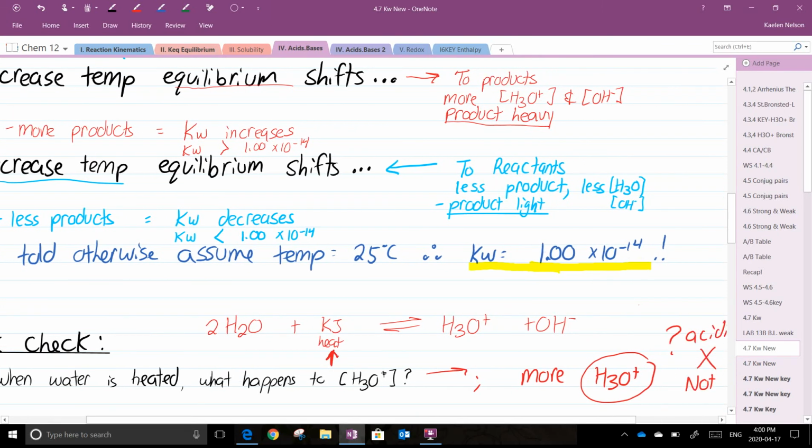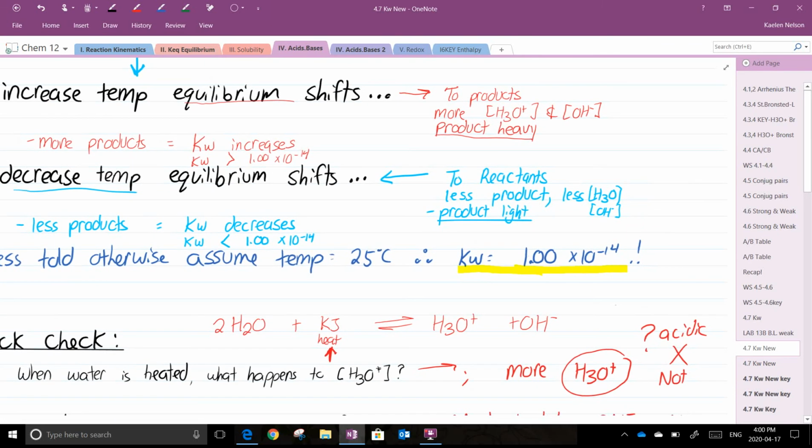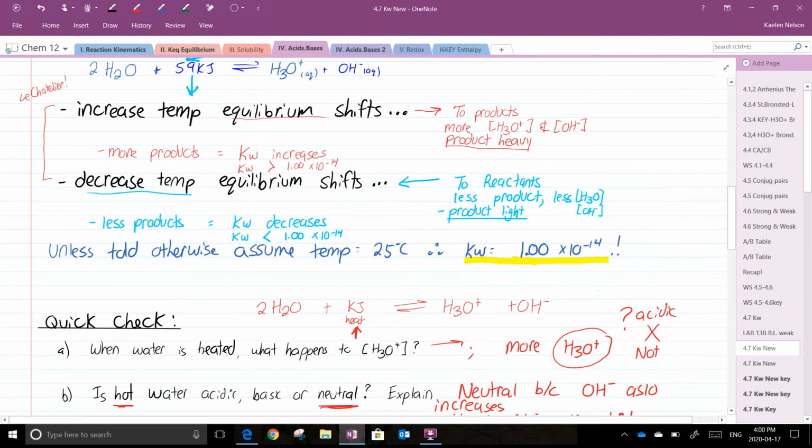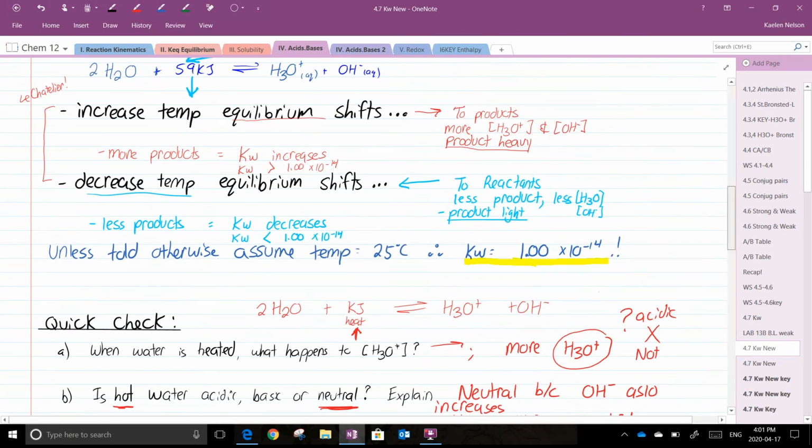Unless you are told otherwise, you're going to assume that it's 25 degrees and that the Kw is 1.0 times 10 to the minus 14. You should pause the video now and complete the quick check. I will scroll down and you can check your answers.